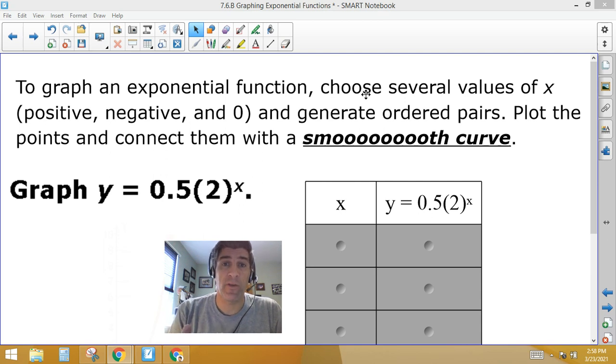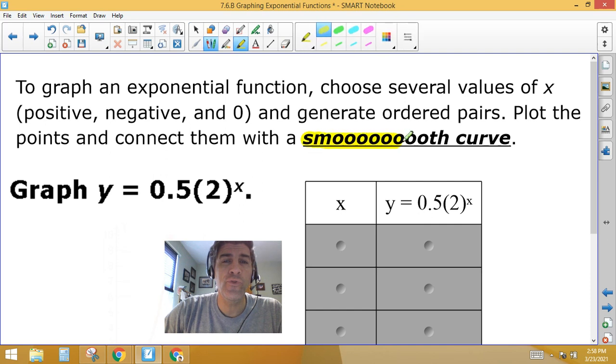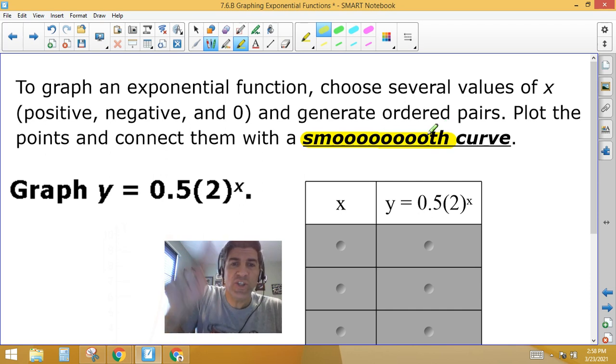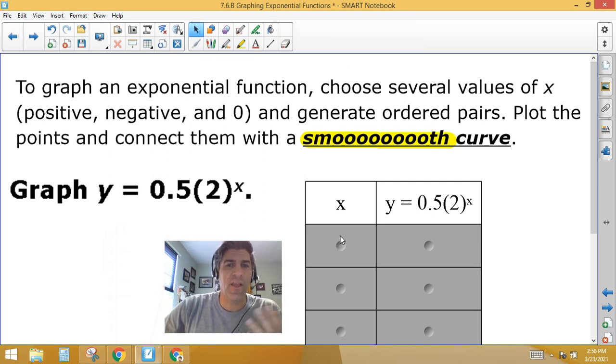You're going to plug them in, evaluate the function, and then create ordered pairs. You're then going to plot those ordered pairs, and then connect them. But these are not linear, so you need to connect them with a smooth curve, meaning you want to make it not jagged. You want to go as smooth as you can. Okay, so let's graph this one.